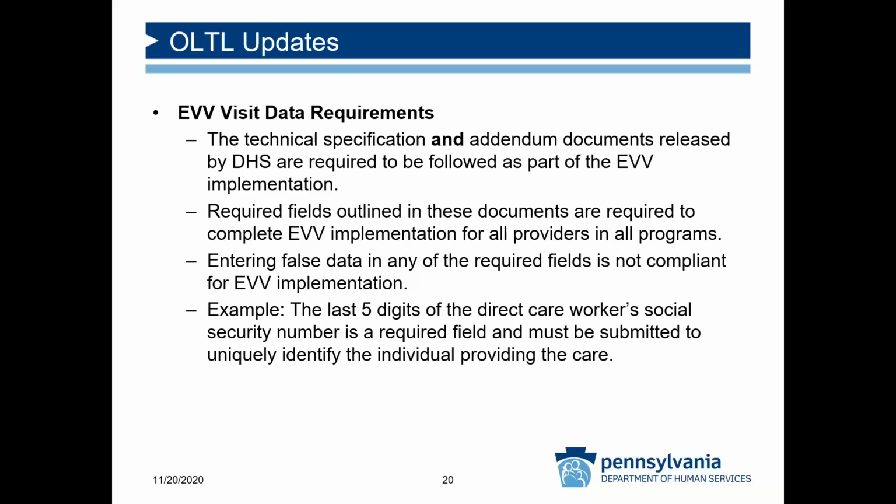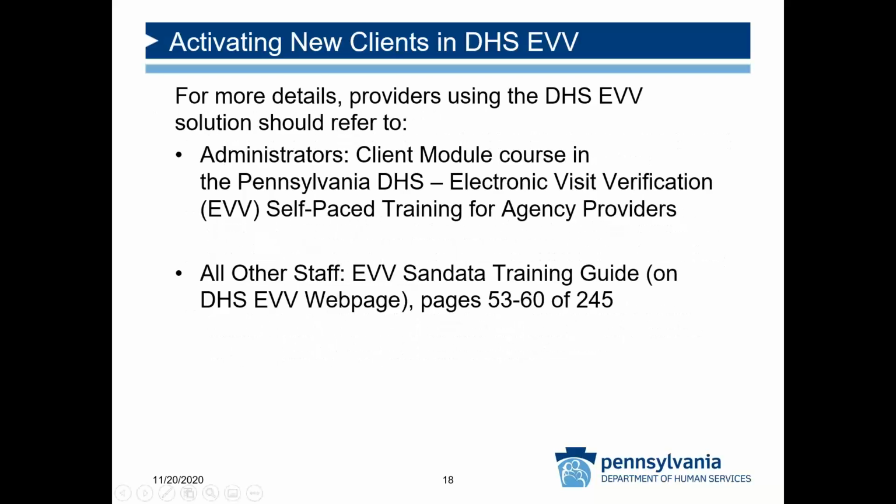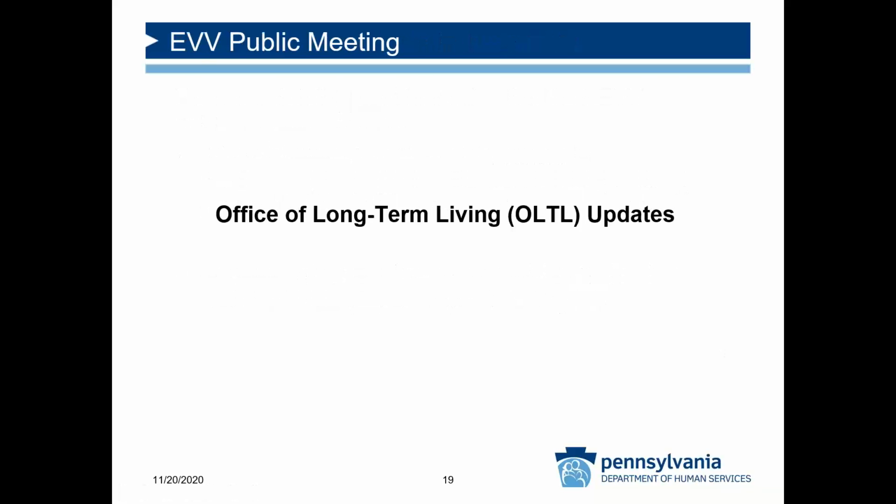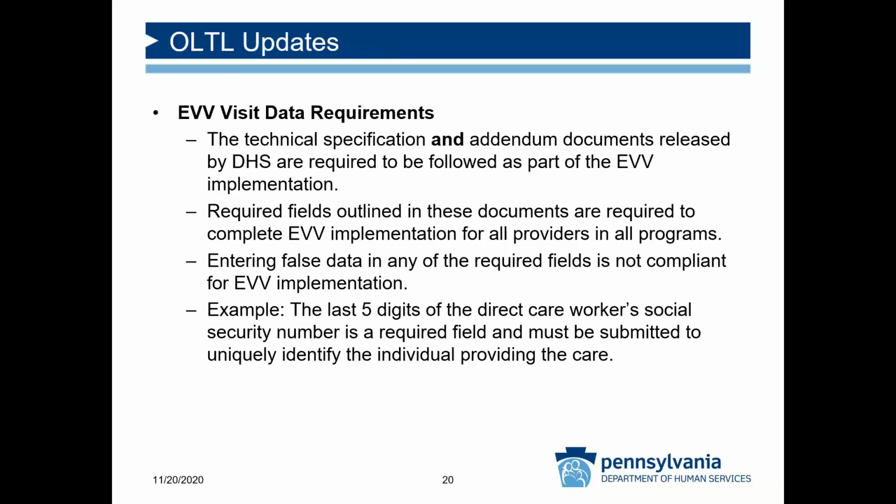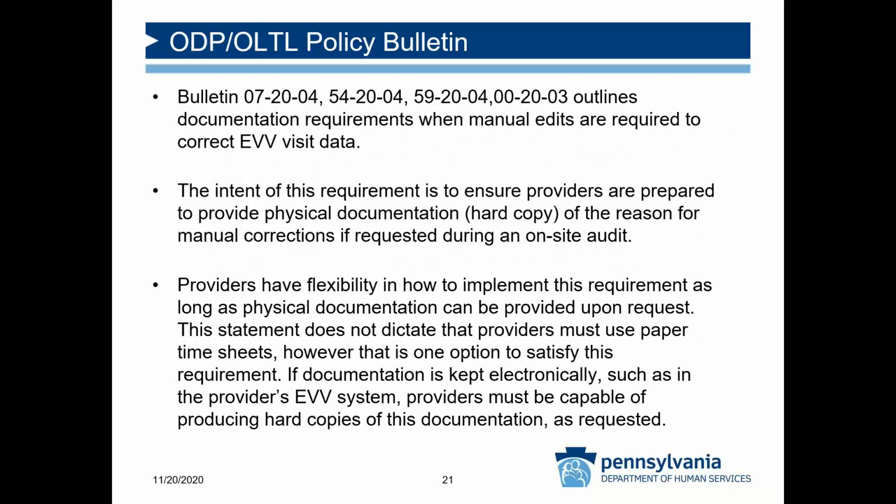This also includes if you are sending data in Community Health Choices to HHA Exchange. All of the fields that the MCOs are communicating to you as required are required, and dummy data is not acceptable. So for example, we still are seeing a high volume of dummy data for the last 5 digits of the direct care worker social security number, and that is out of compliance. That is a required field because we must be able to identify the individual providing the service. And a name alone does not enable us to do that.